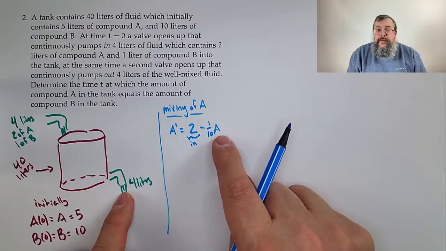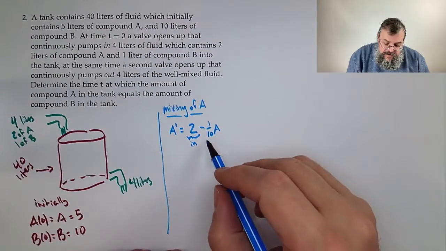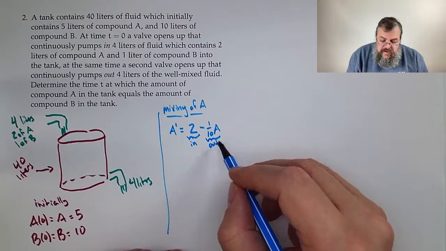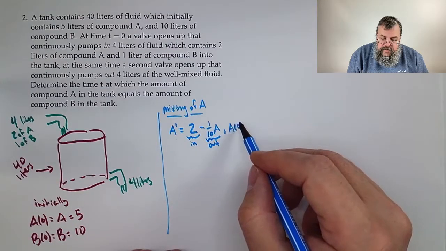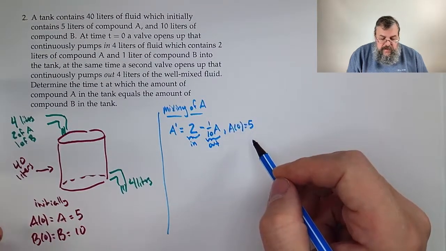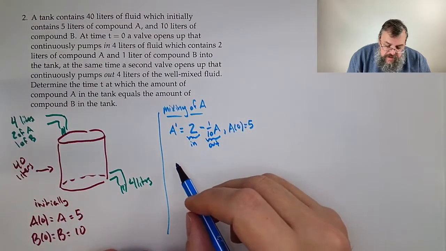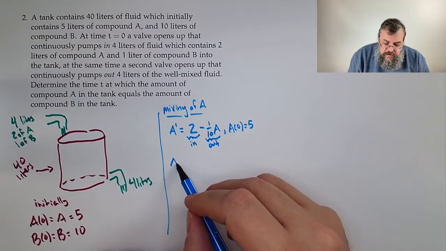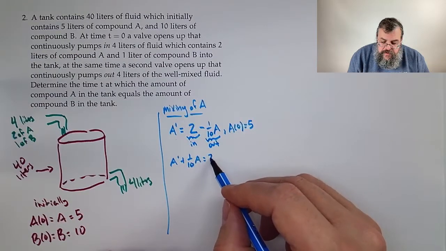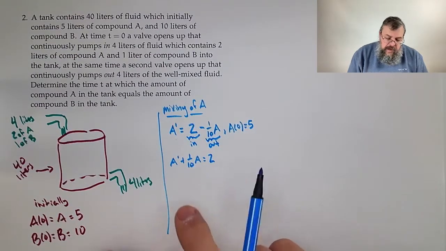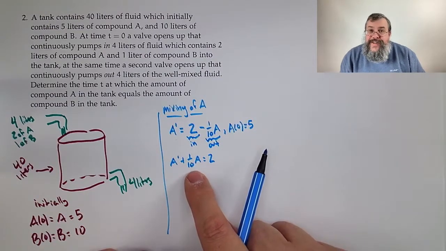So how much of A gets pumped out? 1/10 times however much there is of A. So that's our out. And we have our initial condition, namely that A of 0 equals 5. That comes from here. All right, well, now we solve, and this is actually a pretty straightforward one. So A prime plus 1/10 times A is equal to 2. And our integrating factor is e to the integral of 1/10.